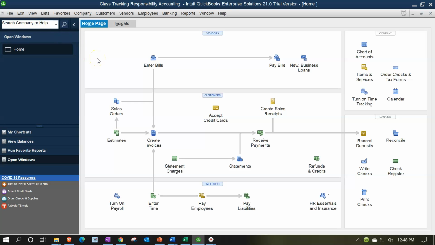Now, in prior presentations, we've been putting together data, inputting that data, assigning classes to them, focusing primarily on the income statement or profit and loss by class, which will typically be the case most of the time for most uses of classes. However, it can be useful to see the balance sheet broken out by class as well. Balance sheet broken out by class will be included in QuickBooks Enterprise, not included in QuickBooks Pro. So we'll be focusing in on that now.